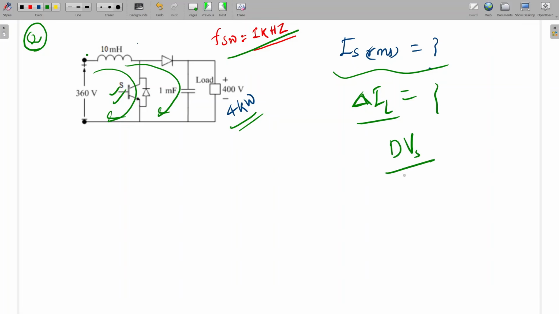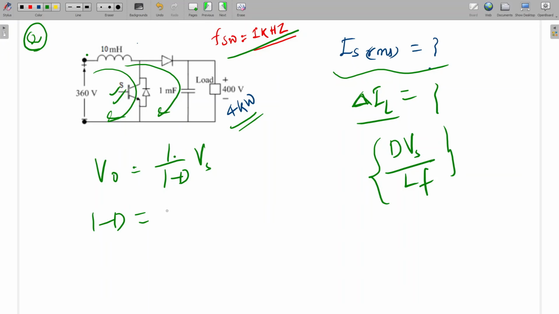Delta IL is D Vs by LF. What is the D value? Can anyone tell? So this is the boost converter. So VO is equal to 1 by 1 minus D into Vs. Okay. 1 minus D is equal to Vs by V naught, and D will be 1 minus Vs by V naught. So what will be the duty ratio value? Anyone tell? This D value.